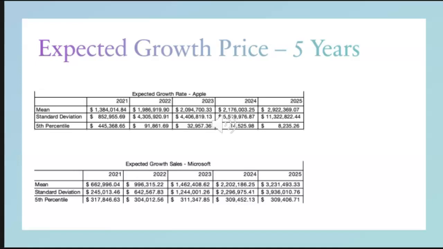For Apple's expected growth rate, we can see in the mean that there's an increase for the next 5 years, but nothing substantial in comparison with Microsoft, starting off in 2021 at $1,384,000 and ending at $2,922,000. For the standard deviation, in 2021, it is at $852,000, an increase to $11,322,000 in 2025. Lastly, for the fifth percentile, it starts off at $455,300 and ended at $8,200 in 2025.